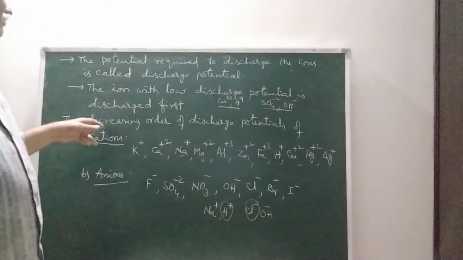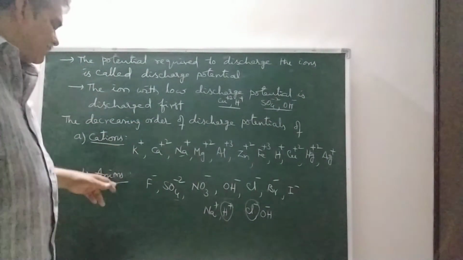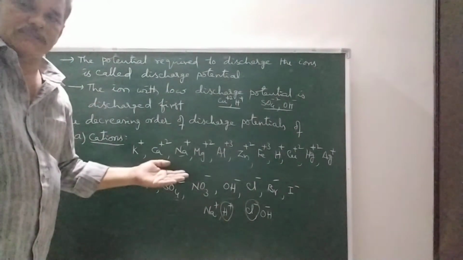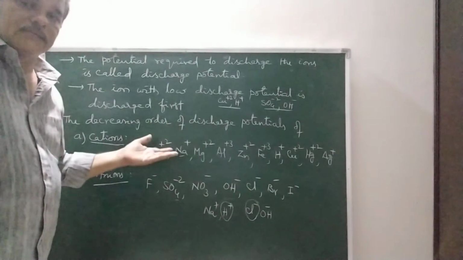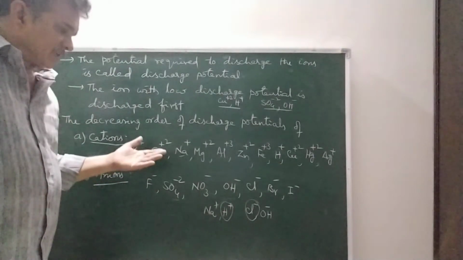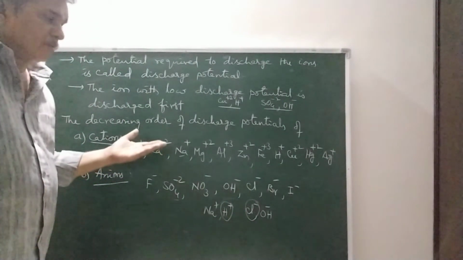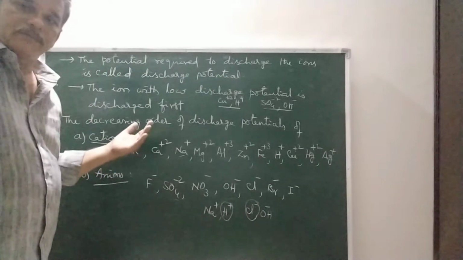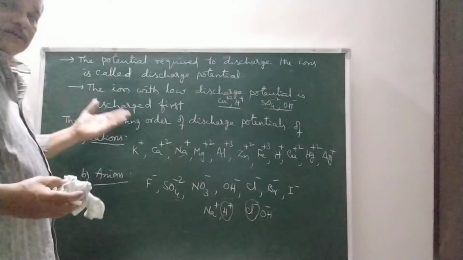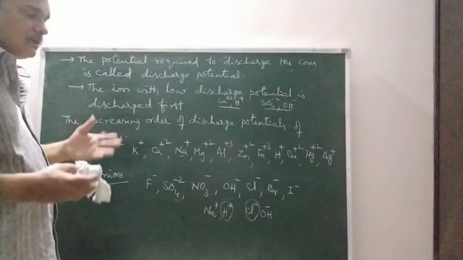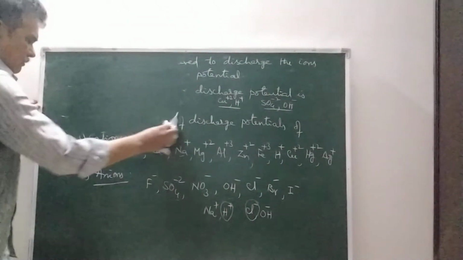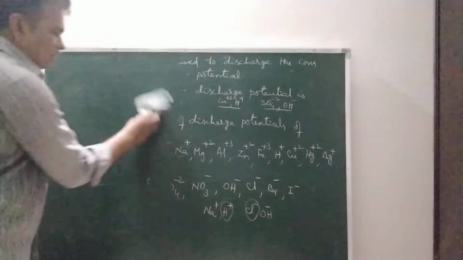So we must keep the decreasing order of discharge potentials of cations and anions in our mind to give answers for these types of questions. Okay, so this is an important topic that we must study and we must answer for IIT types of bits. If we take some other electrolytes, what are the cathodic products and what are the anodic products? We will discuss them through a tabular form. Write down this tabular form.